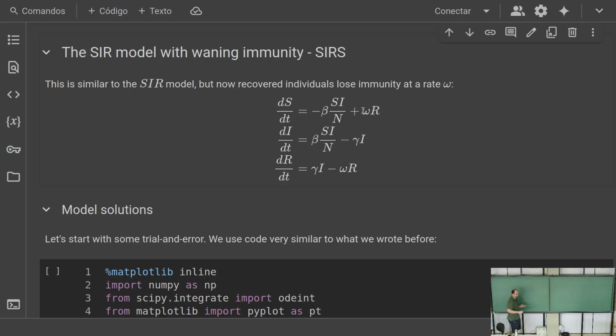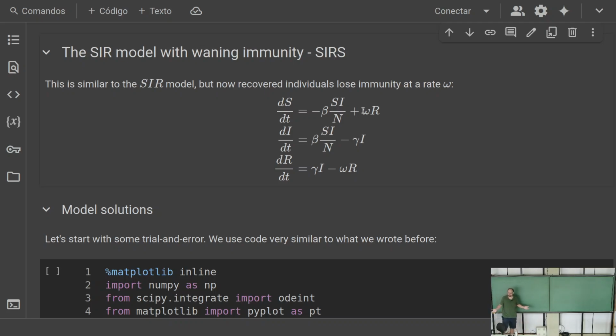What happens with this kind of model? What do we expect from the solutions? Can we eliminate the disease now? It's harder, right? If I have a peak and it goes down, but then all the recovered people eventually become susceptible again, then you have the condition for a new epidemic. So it may lead to some cycles or something like that. Maybe. Okay, so let's see.